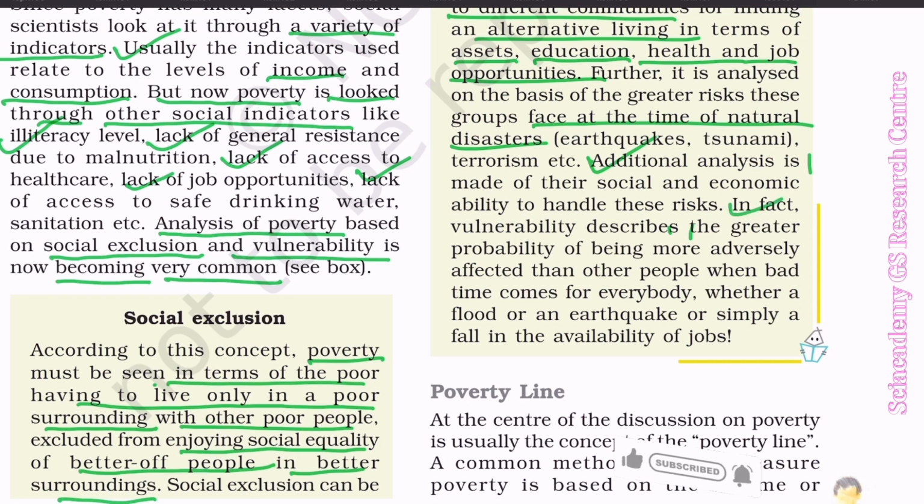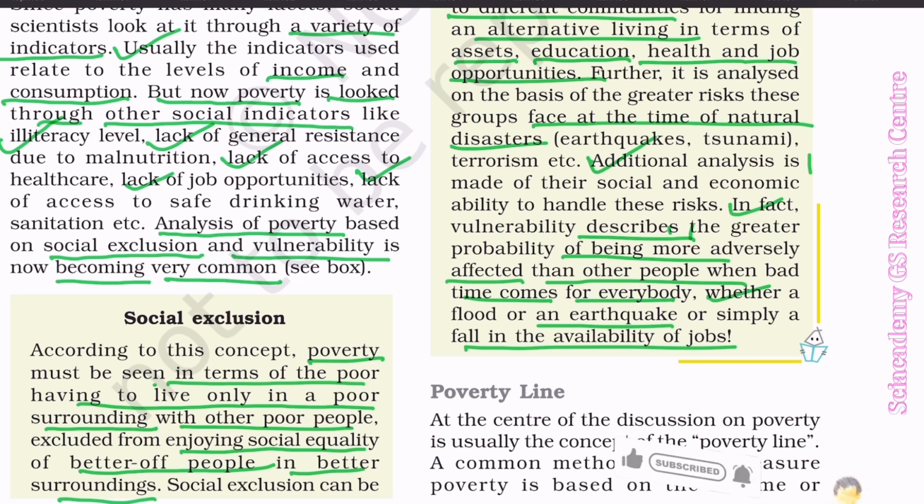In fact, vulnerability describes the greater probability of being more adversely affected than other people when bad time comes for everybody, whether a flood or an earthquake, or simply a fall in the availability of jobs.